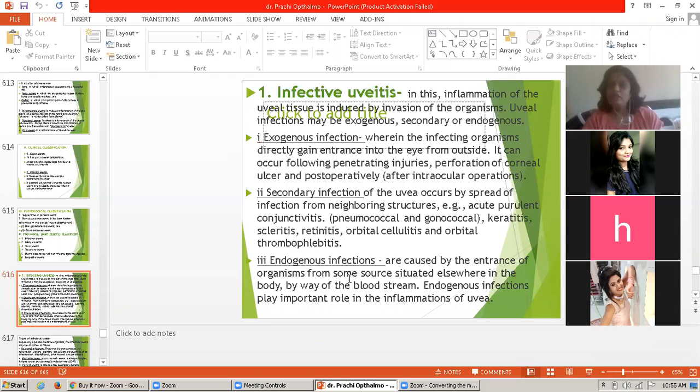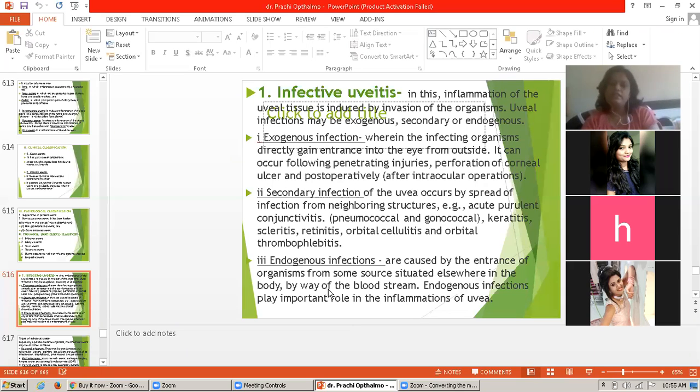Third one is the endogenous infection. These are caused by the entrance of the organism from some source situated elsewhere in the body by way of the bloodstream. Endogenous infection plays an important role in the inflammation of the uvea.